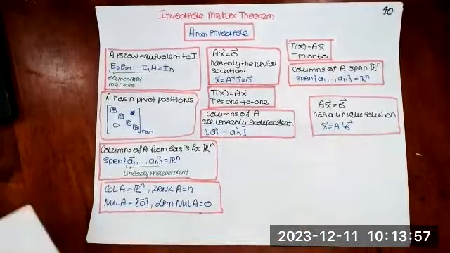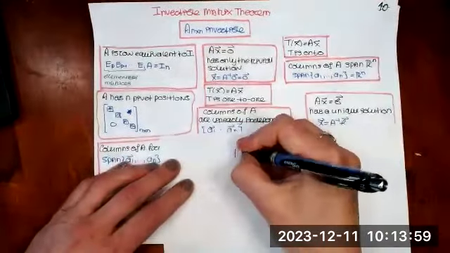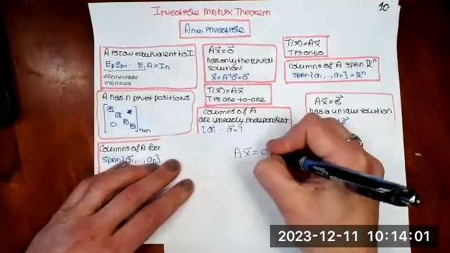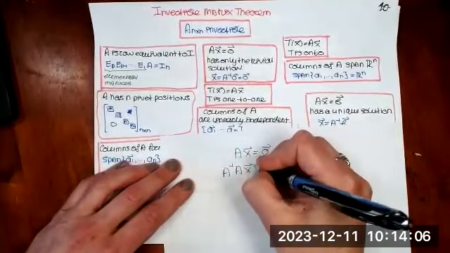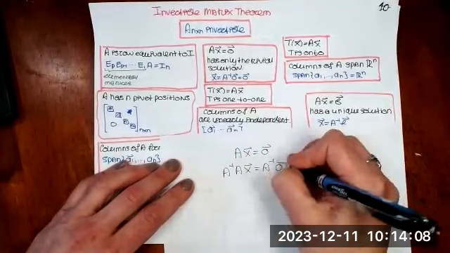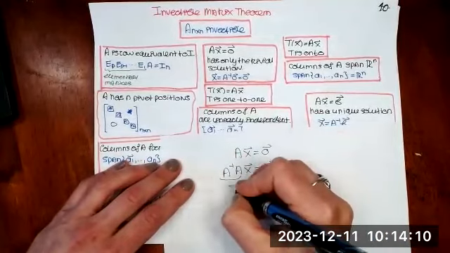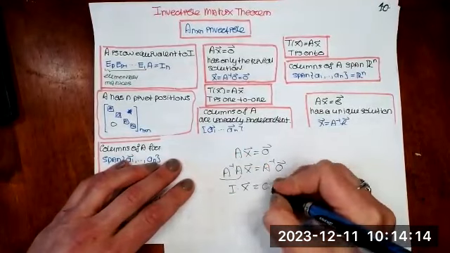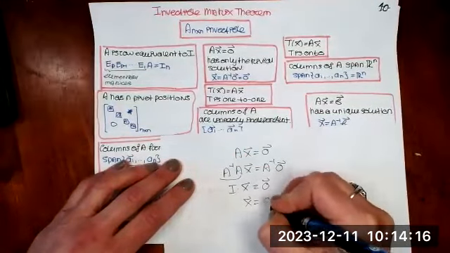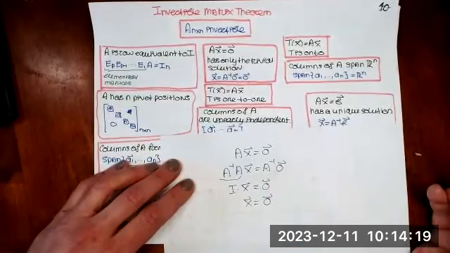Which makes sense because if A is invertible, if I have my problem AX equals 0, and I multiply by A inverse on both sides, A inverse times A is I, so I have I times X. A inverse times 0 is just 0. So X equals 0 is my unique solution.